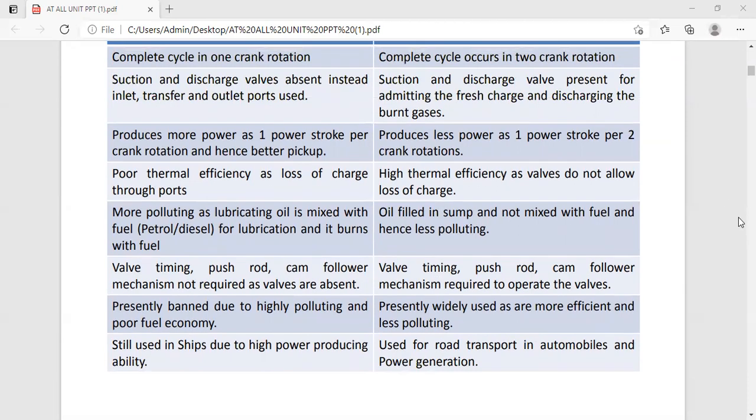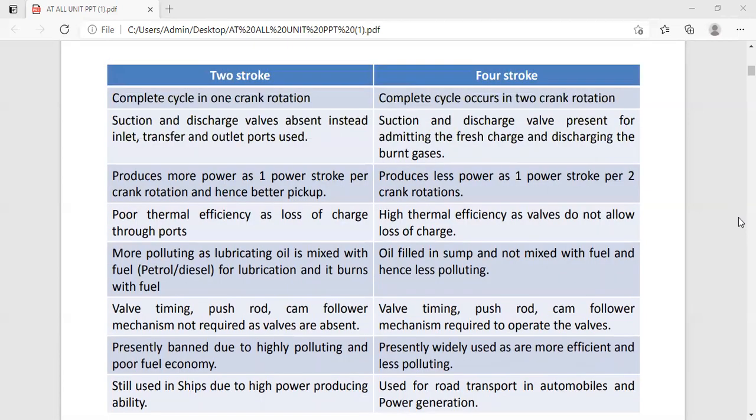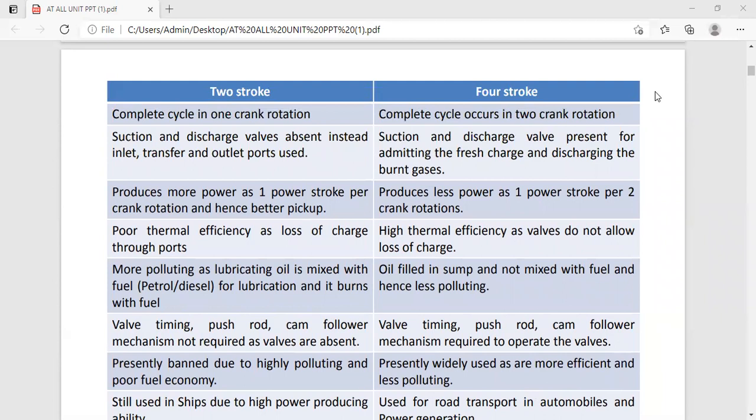We have covered the crank rotation: in two stroke there is one crank rotation, in case of the four stroke, there are two crank rotations. Next, in two stroke, valves are absent, ports are present. In case of the four stroke, valve is present for admitting the charge and discharging the burned gases. The two stroke produces more power as we find a single power stroke per crank rotation, so this engine has the better pickup. In case of the four stroke, it produces less power as there is one power stroke after two revolutions of the crankshaft.